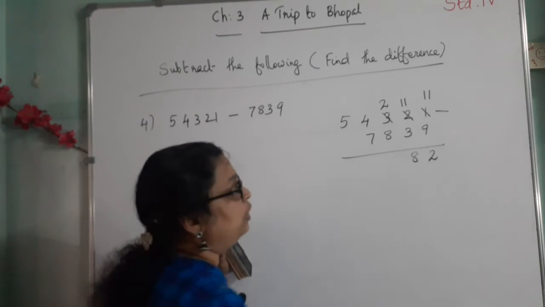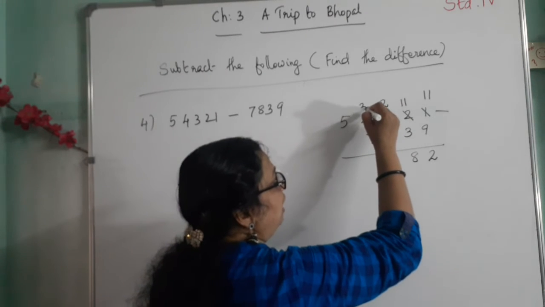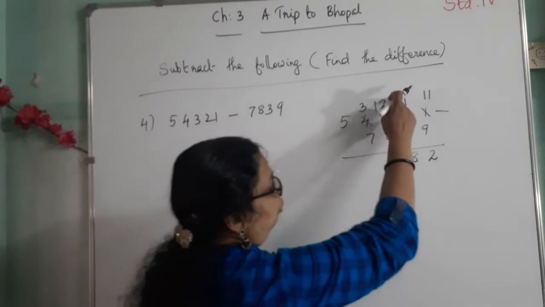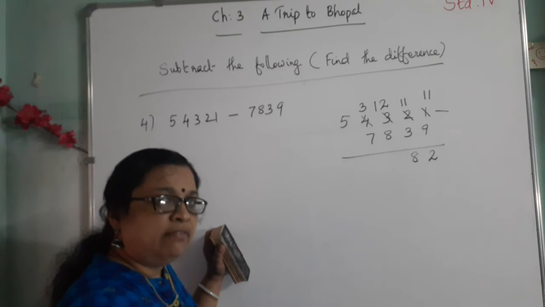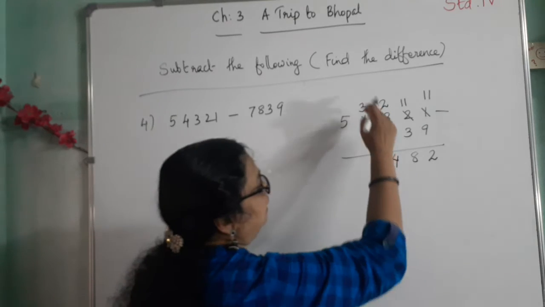Then 2 minus 8. Again it is not possible. So we borrow from the left. Here 4 is there. 4 cut 3. And this 2 becomes 12. And 12 minus 8. 8 after 9, 10, 11, 12. How many? 4.